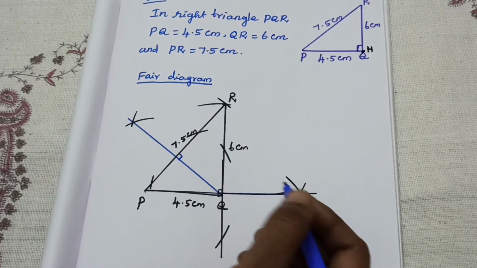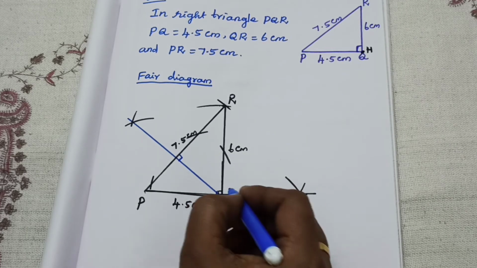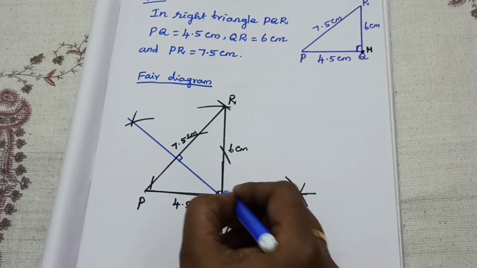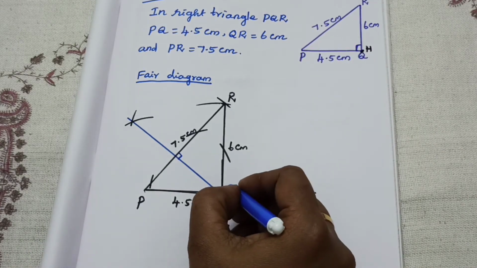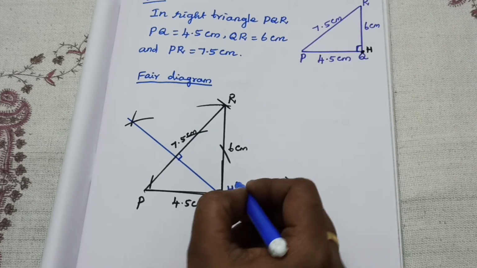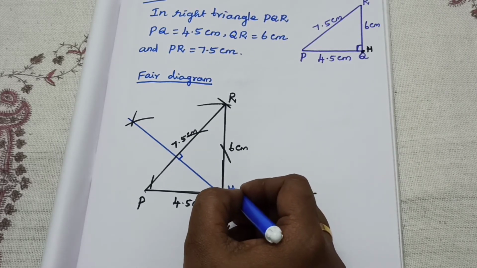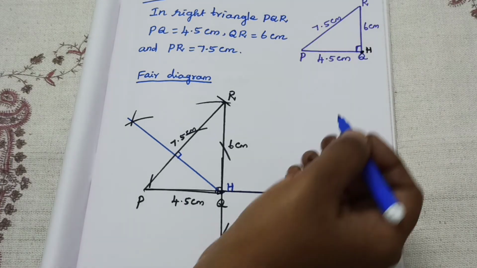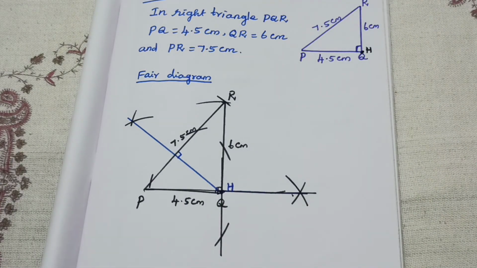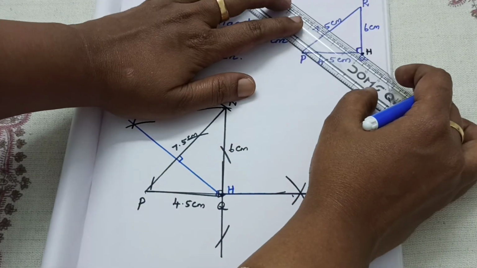These two altitudes' intersecting place is called what? Orthocenter. So orthocenter, where will it come? At the vertex of the right angle it will come. Okay. Then Q point and orthocenter, both are the same point only. Have you understood? Like that in the rough diagram also we can draw.